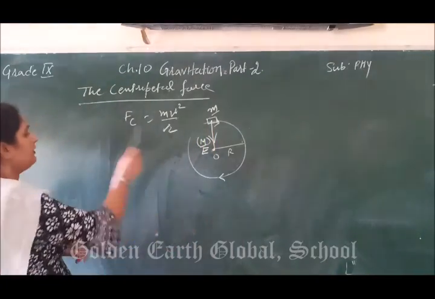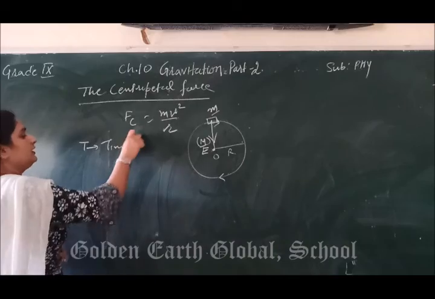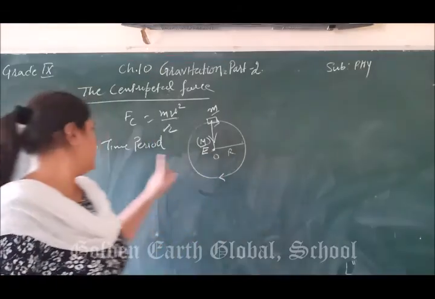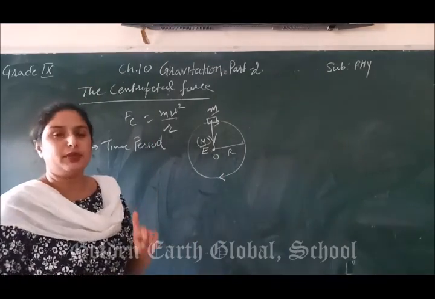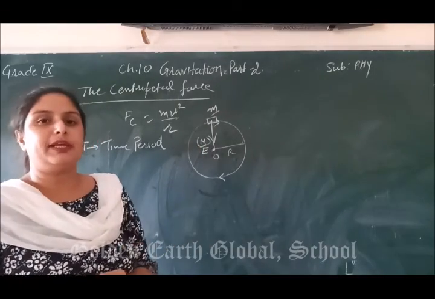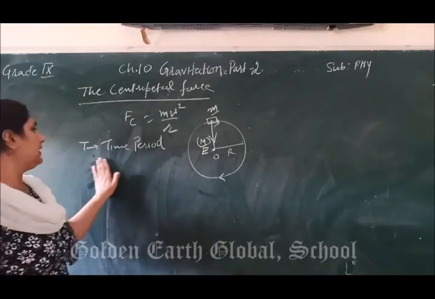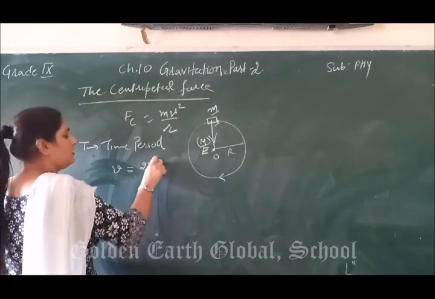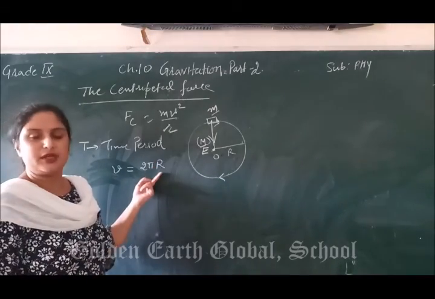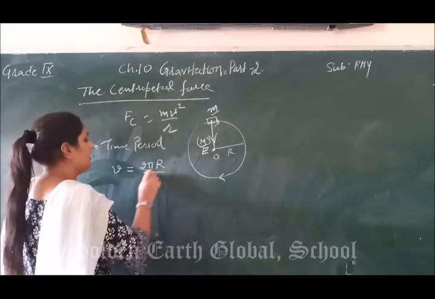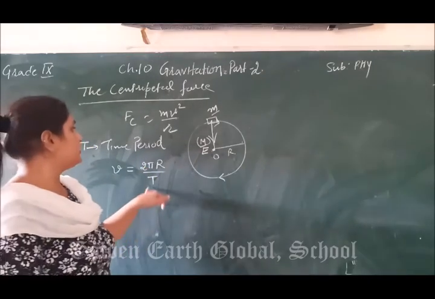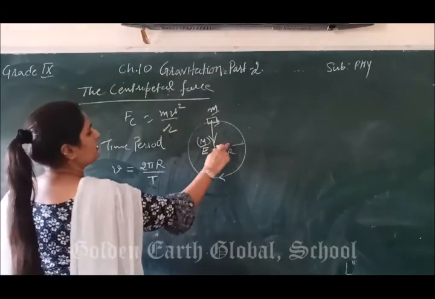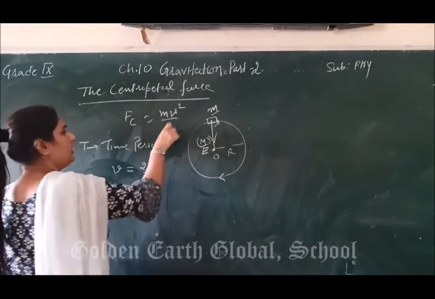Now, let capital T be the time period, meaning the time taken by the moon to complete one revolution. In that case, you can write the value of the velocity v equal to 2 pi r, that is the distance travelled in one rotation, divided by time T. Now put this value here. In this case the r is the radius of the orbit, so here it will be capital R.